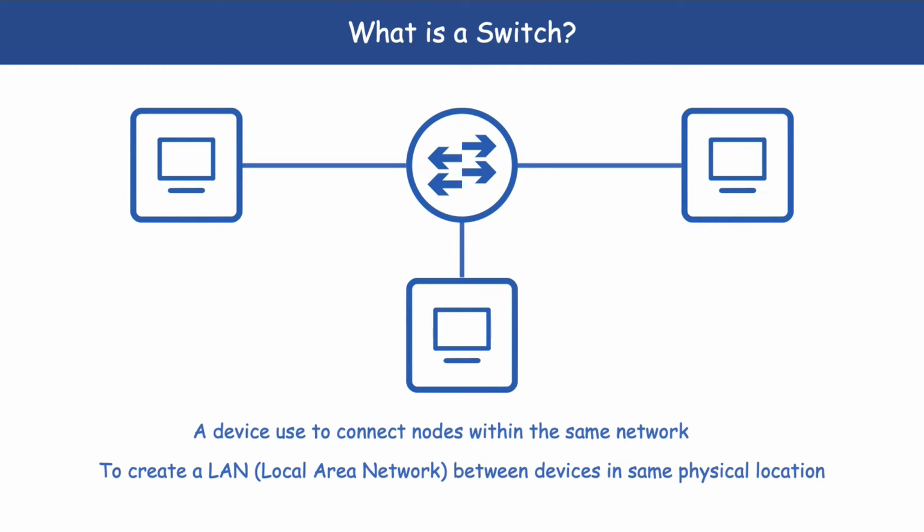If you have seen my video on TCP/IP fundamentals, you know that the switch is a device that is used to connect nodes within the same network. It is used to create a LAN between devices in the same physical location. Further on, in the video on the OSI model, you know that the switch forwards layer 2 traffic, that is, frames.